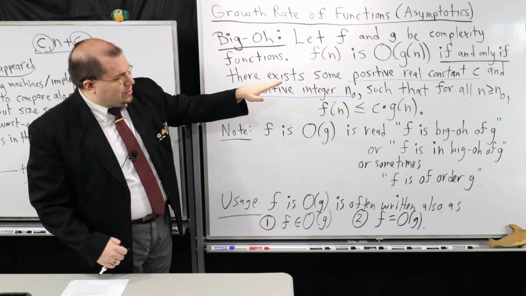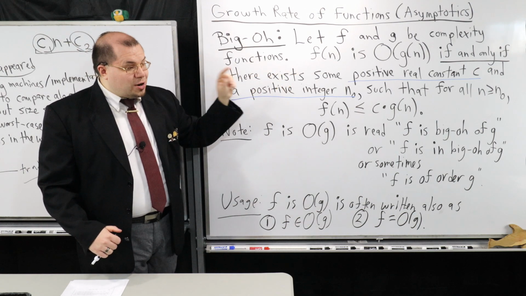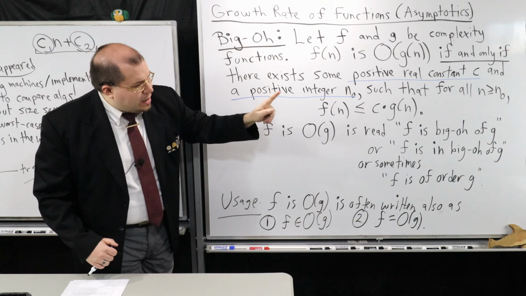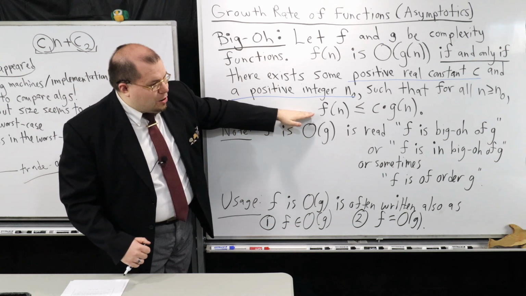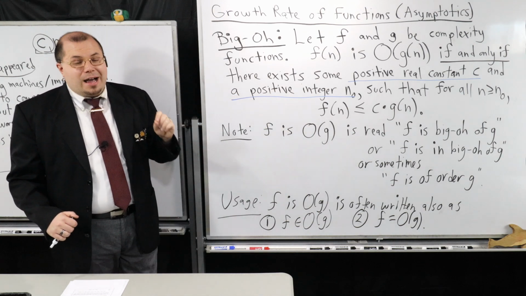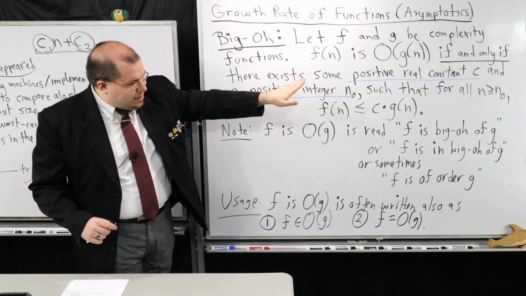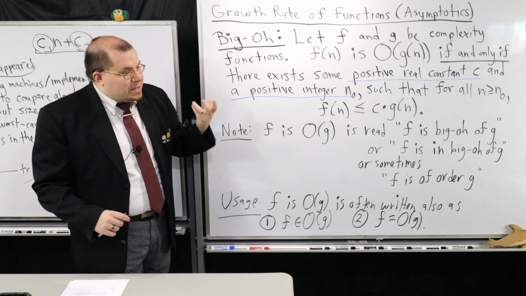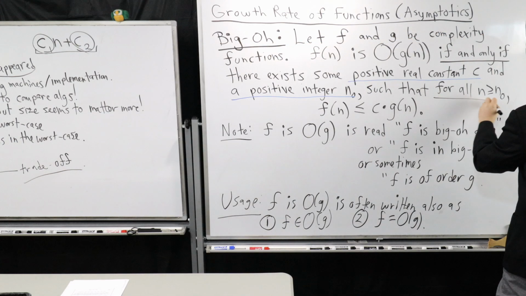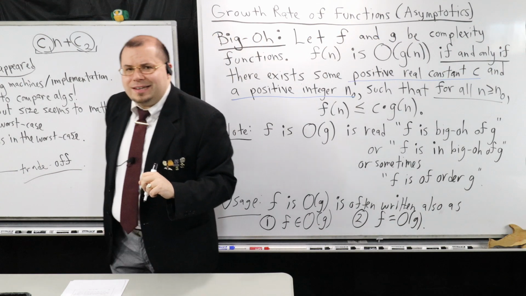There exists some positive real constant c and a positive integer n0 such that, now I have to have these two constants such that the following is true: for all n greater or equal to n0, the following inequality is satisfied, that f of n is less than or equal to c times g of n. So that means that I have to show you that these two constants exist, and when I pick these two constants, for all n greater or equal to n0, this inequality has to be true: f of n is less than or equal to c times g of n.